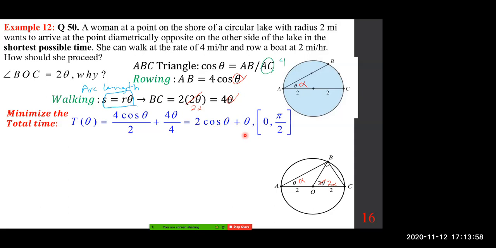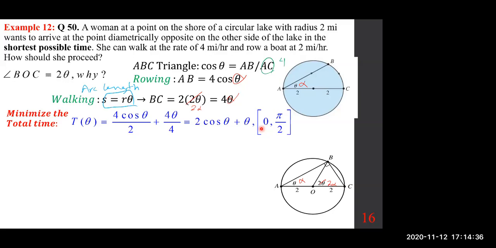Why 0 to pi over 2? I want to make sure that everybody understands why the endpoints are included. Simply because, what does it mean if theta is 0? That means we are going from A to C, we are rowing. What does it mean when theta is pi over 2? That means we are just going to walk. Is it possible that you do those? Yes, it really depends on your speed. If rowing is fairly fast, maybe you want to stick with rowing. If the walking is fairly fast, you want to stick with that. If somewhere in between it works, so be it.